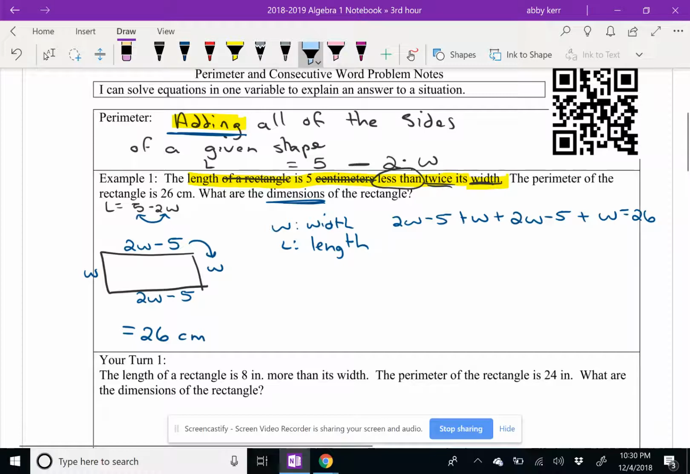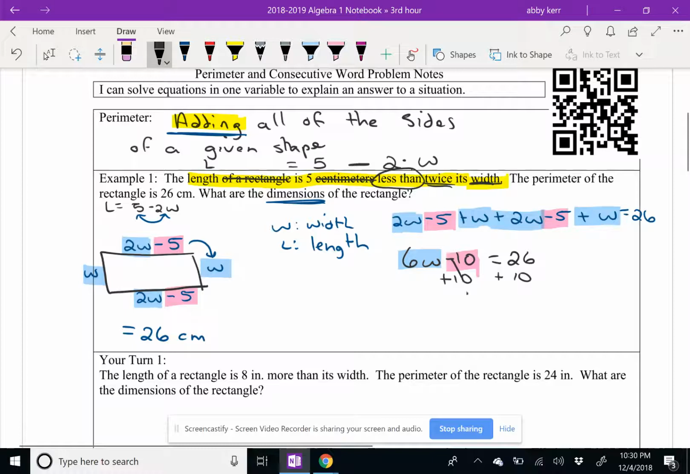Now you're just going to combine like terms. 2W plus W plus another 2W plus W gets you 6W. Now the like terms here are negative 5 and negative 5. Negative 5 plus negative 5 is negative 10 equals the 26. So it just becomes a friendly two-step now. You can also do that from the diagram. You can add up all the W's and then all the constants together, and you're going to get the same. So then we're going to add 10 to both sides.